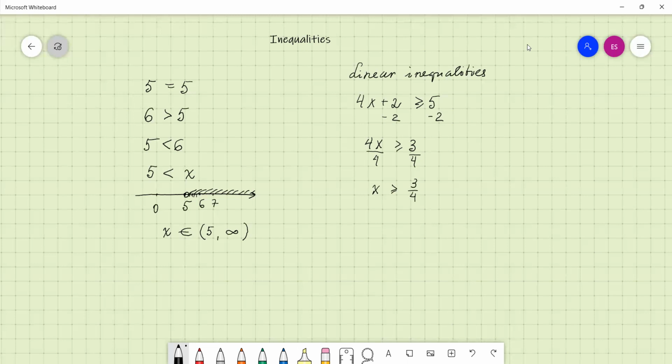So if I ask you to graph your answer on a number line, what are you going to do? You're going to graph somewhere 3 over 4, right? Then, because it is equal, we are going to make this circle dark because we are going to include it, and then make x greater than 3 over 4. Greater means over here, to the right from 3 over 4.